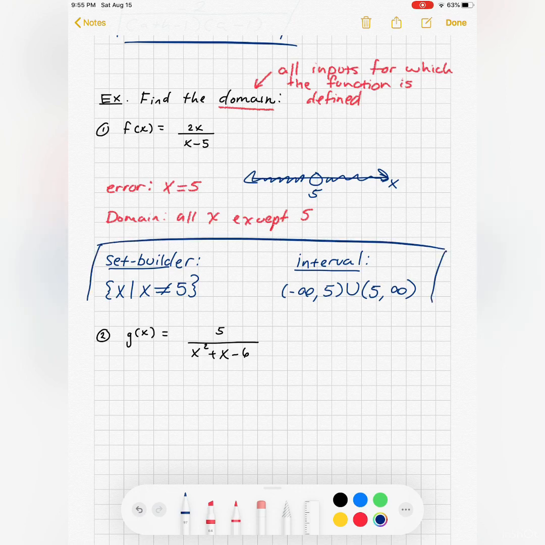So here's my domain written in 2 different notations. I should know how to write both.